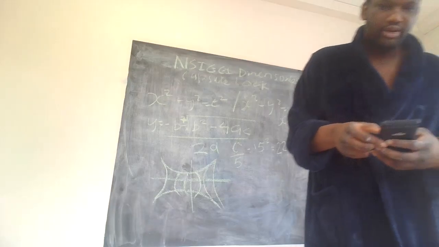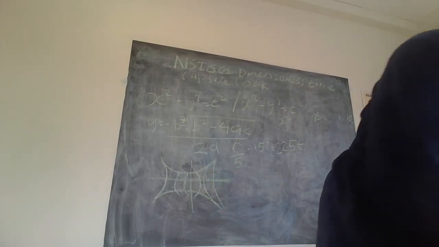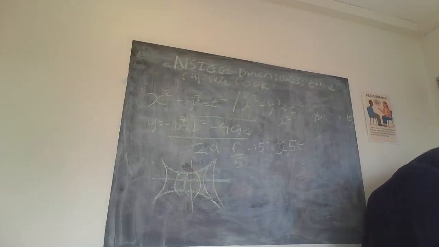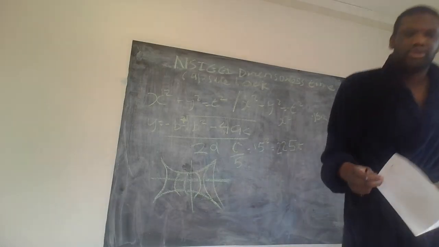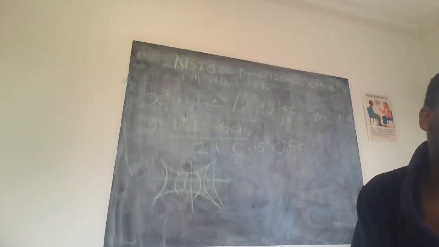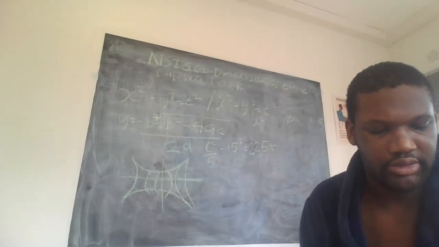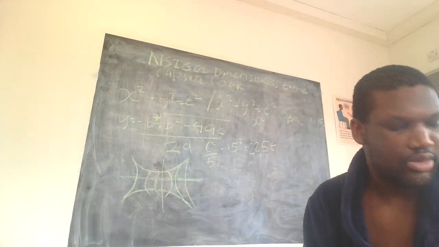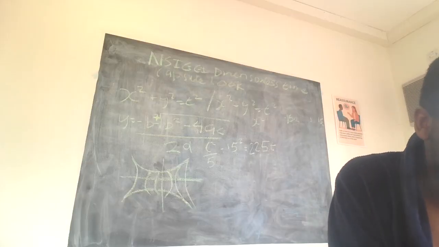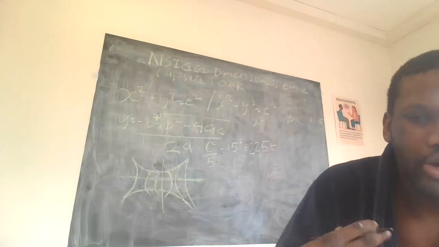So you get a table. Let me try to write it down here. 15, minus 15. Minus 15 divided by 5. If we do 15 divided by 5, it will give you 3. So you get 3 minutes for an event to happen.